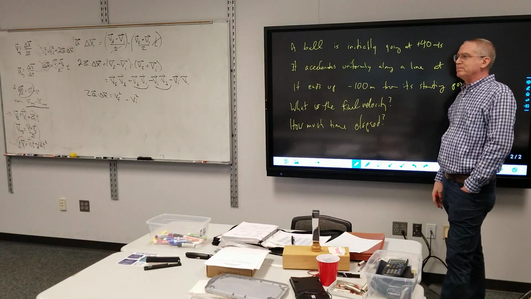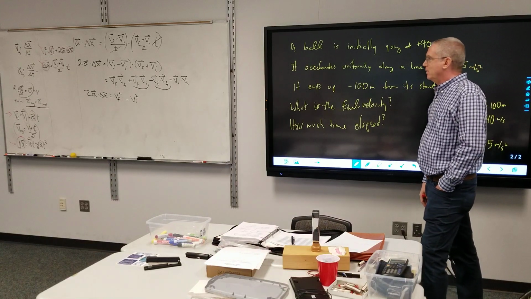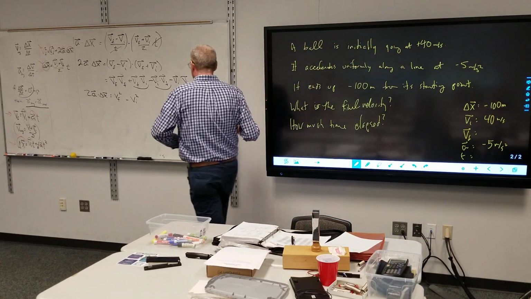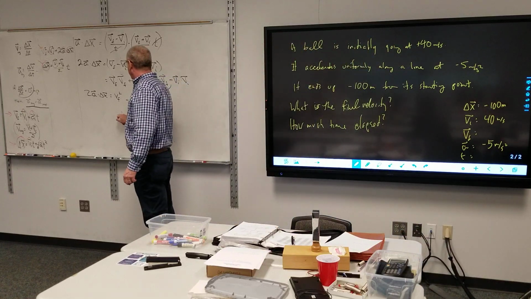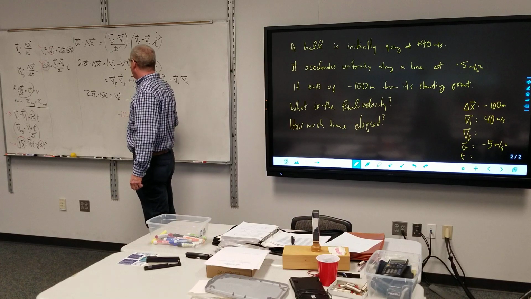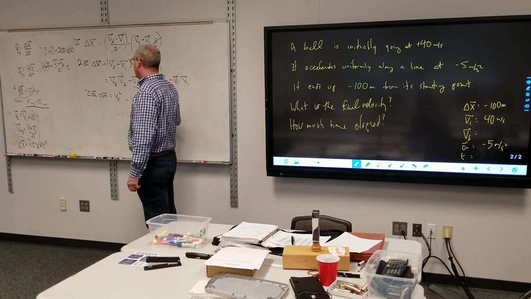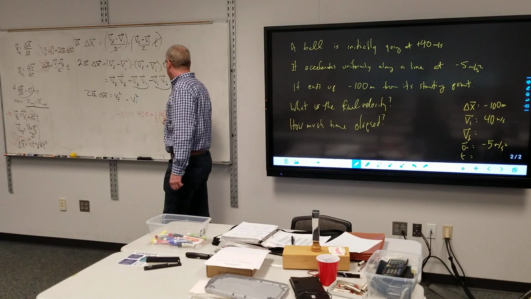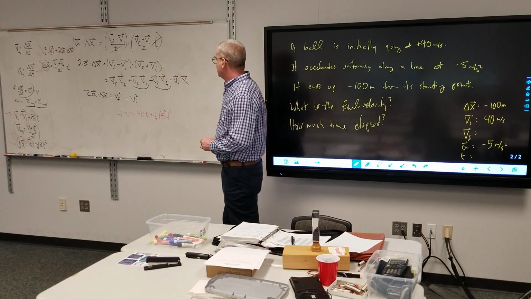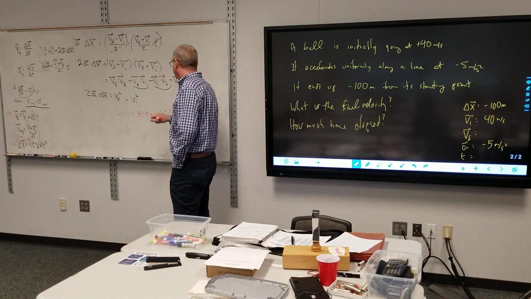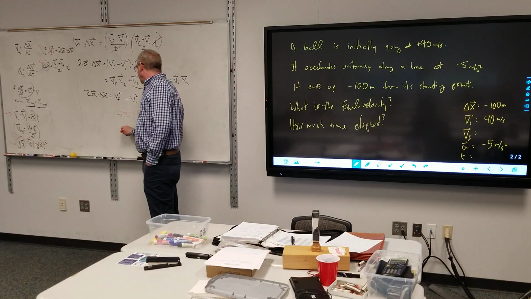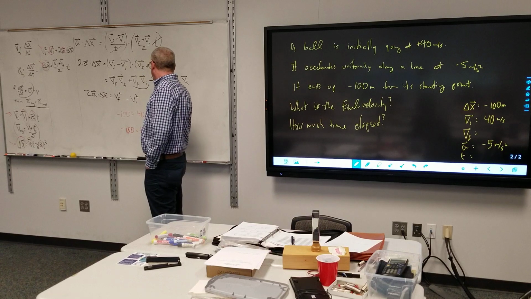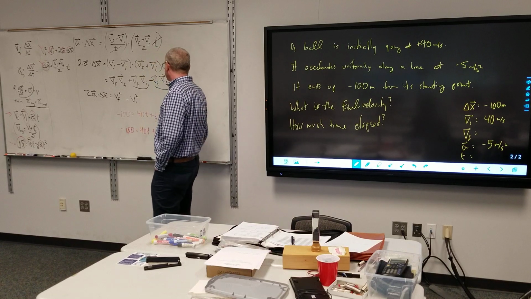Anyone with an opinion? Position or find the time? Find the time. All right, so we'll use the equation down there. So I have negative 100 equals 40t plus 1/2 times 5 times t squared. Negative 5. Thank you. So I got negative 100 is equal to 40t plus 2.5 t squared.